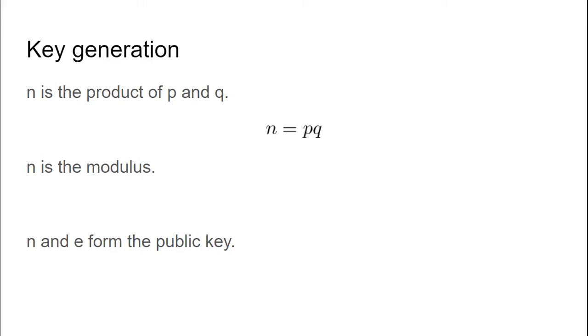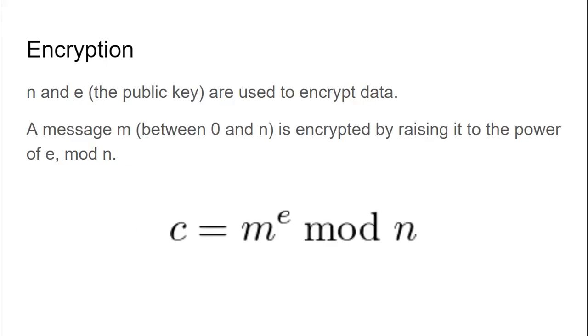The security of RSA comes from the fact that you can't find p and q from n in a computationally efficient way. To encrypt a message m, which is just a number, using the public key, n and e, you raise m to the power of e (short for exponent), and you take that modulo n, and it gives you an encrypted version of the message, c, which is between 0 and n.